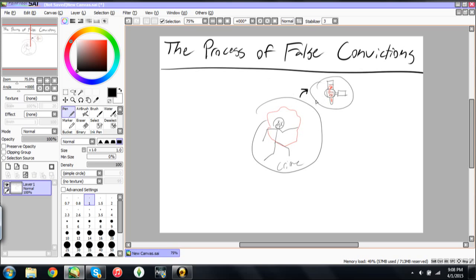Evidence can be anywhere from DNA to footprints to witnesses even. Oh, why am I writing witnesses, actually? Just evidence.